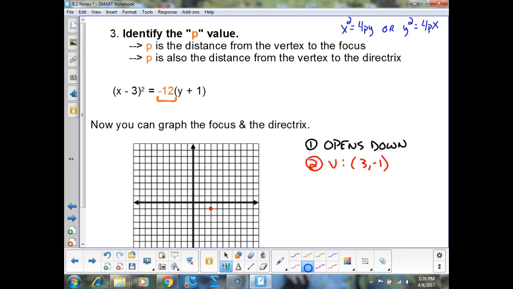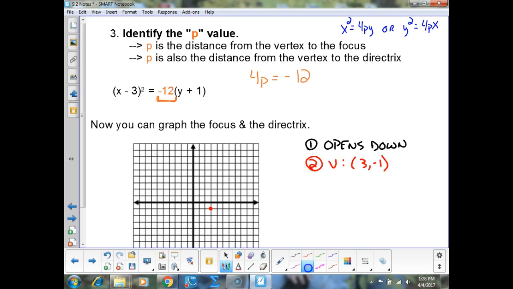You want it in this form. You don't want it in all that other gobbledygook. You want it like this. You don't want to square out the left side and distribute out the other side. You want it just like this. So I'm looking here at 4p is -12.